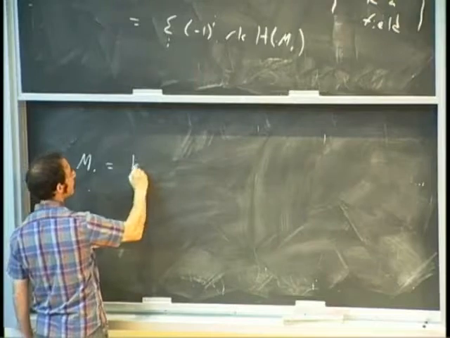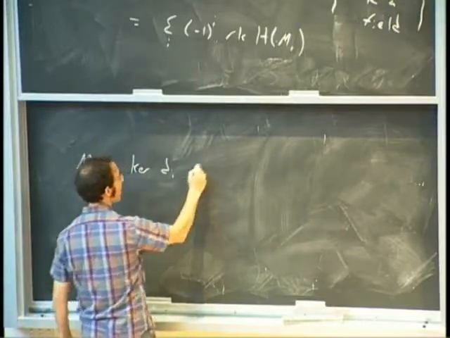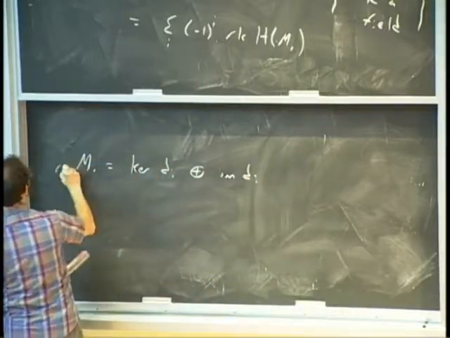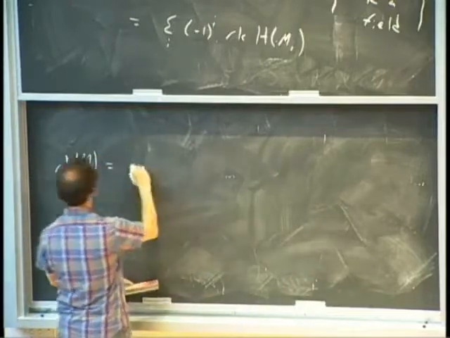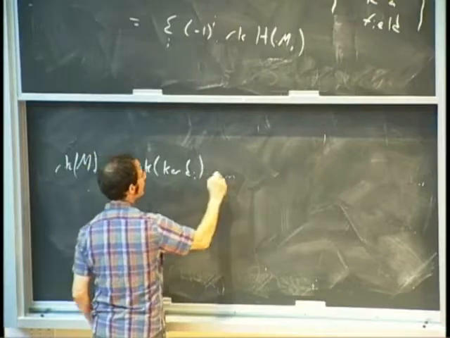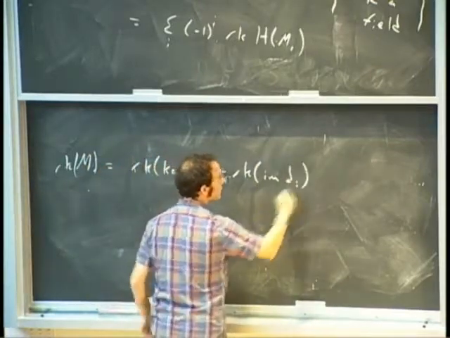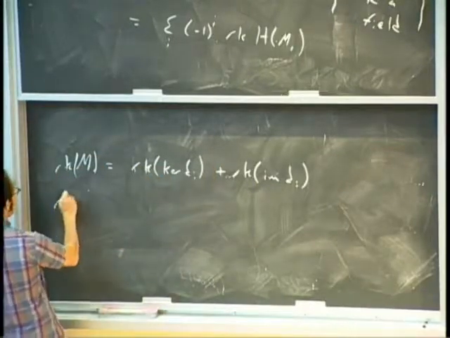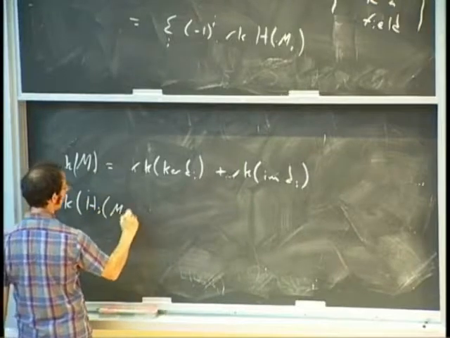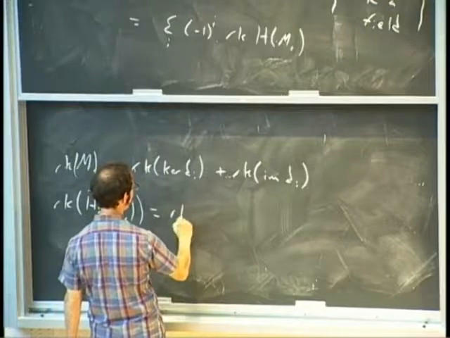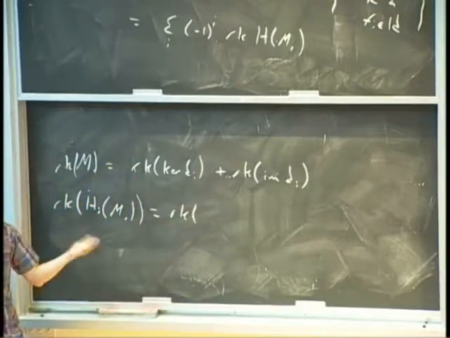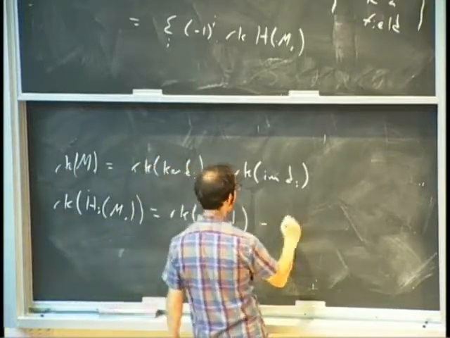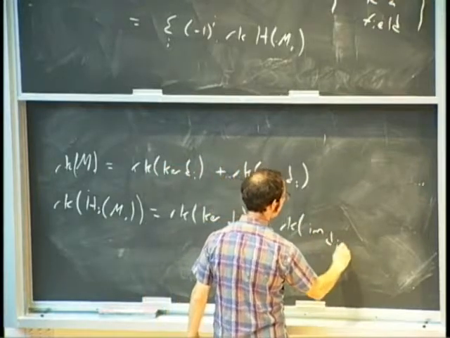Well, the point is that, remember that in this particular case, M_i splits up as the kernel of d_i plus the image of d_i, or sorry, the rank of M_i is equal to the rank of the kernel of d_i plus the rank of the image of d_i. This is linear algebra. On the other hand, the rank of H_i of M is a quotient, and in this case the rank is just going to be a difference. So this is equal to the rank of the kernel of d_i minus the rank of the image of d_{i+1}.